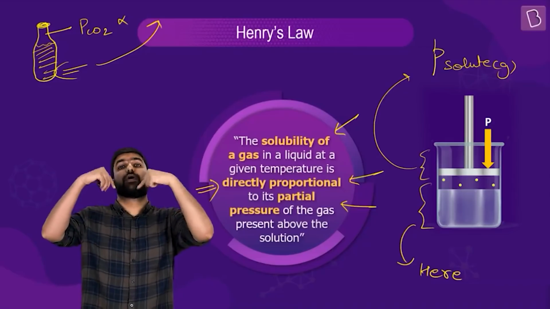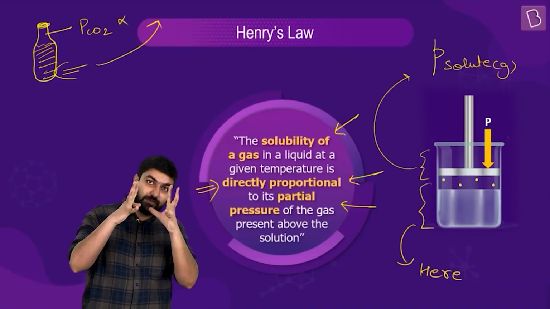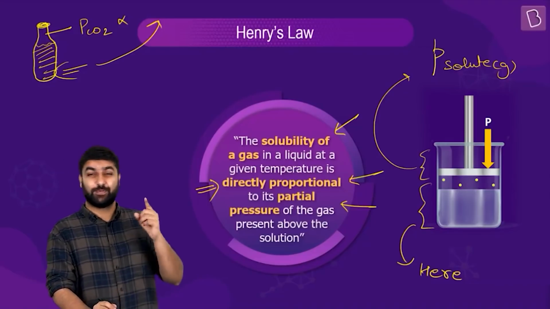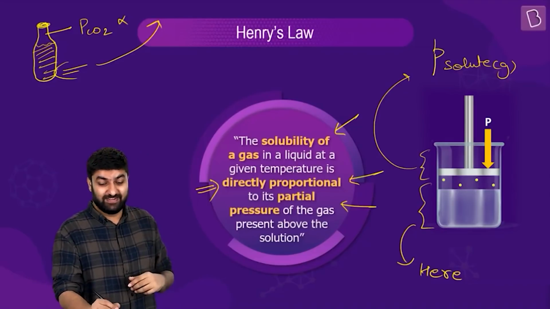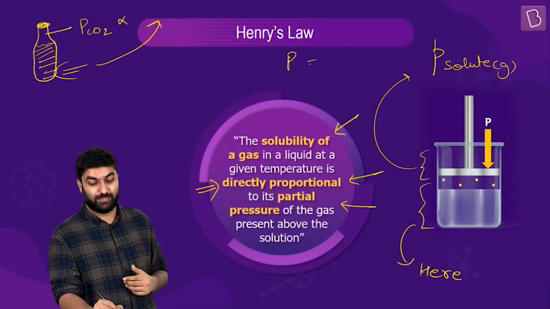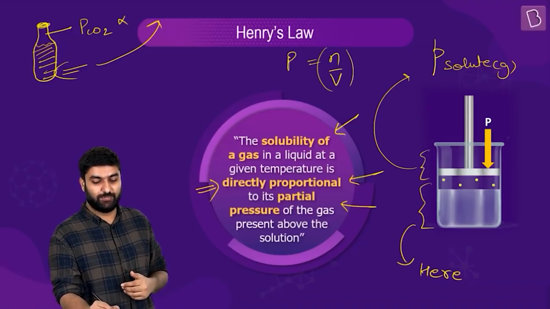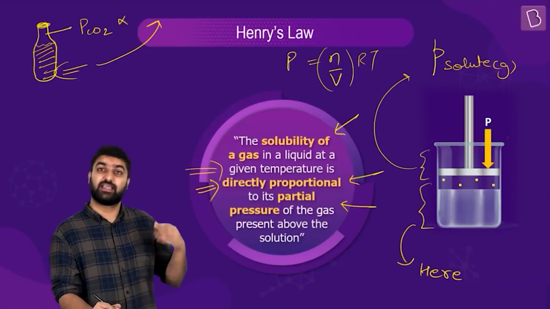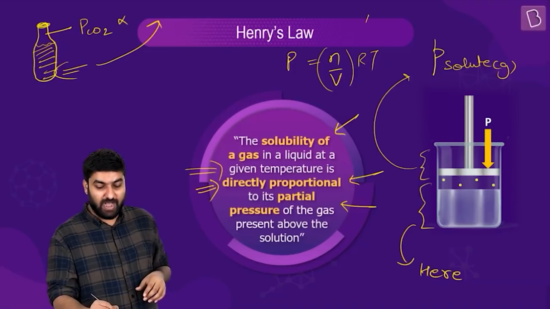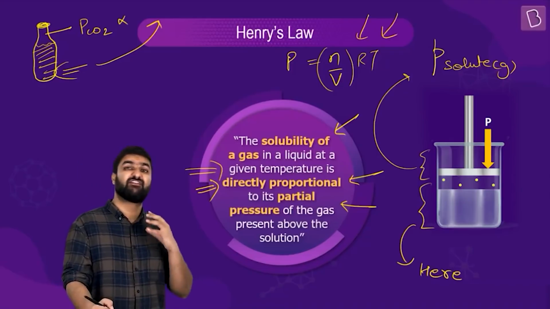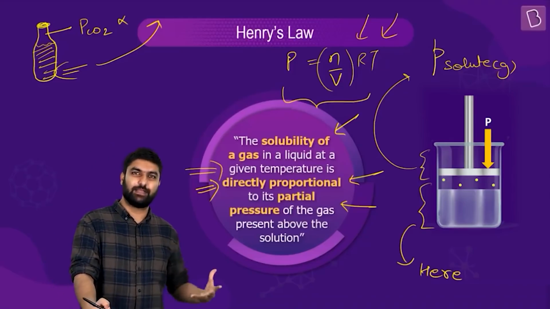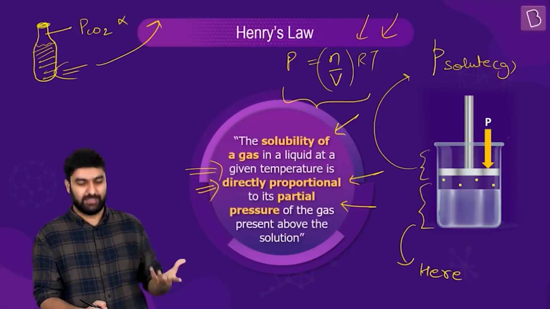It's saying above the solution, the partial pressure of CO2, or we can say its population density. Remember, try and understand. Partial pressure is essentially equal to population density multiplied by RT. R is a constant, and the temperature they have already fixed. So partial pressure is essentially proportional to N by V only, population density.